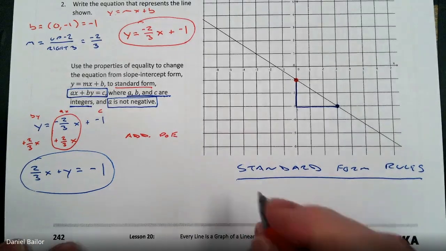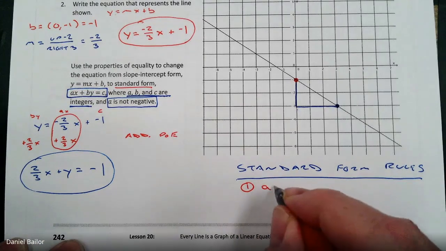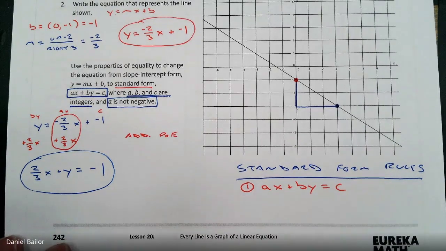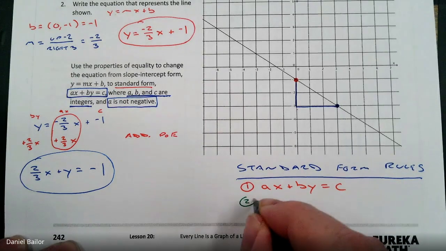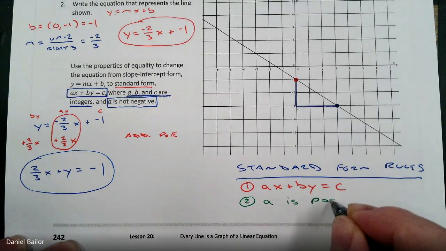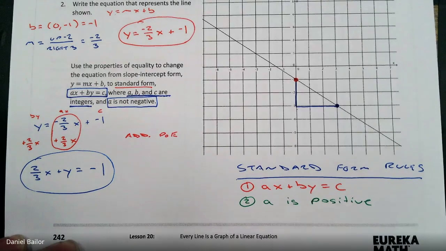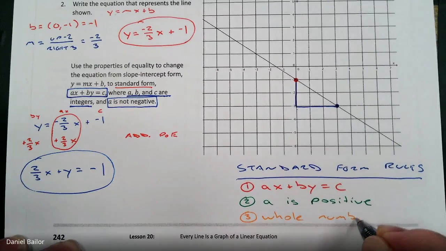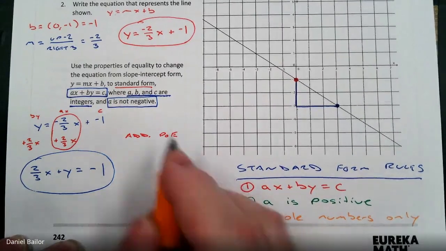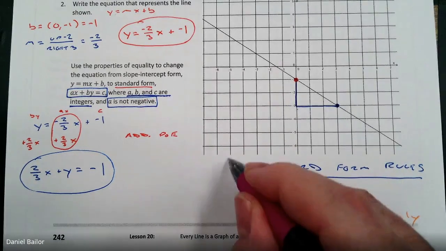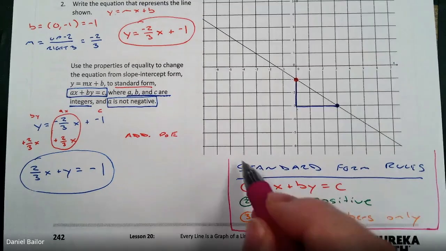Standard form rules. First rule, standard form is AX plus BY equals C. Rule two, A is positive. A has to be positive. Rule three, whole numbers or integers only. Integers means whole numbers. So these are your standard form rules. Write them down on your page so you have them.